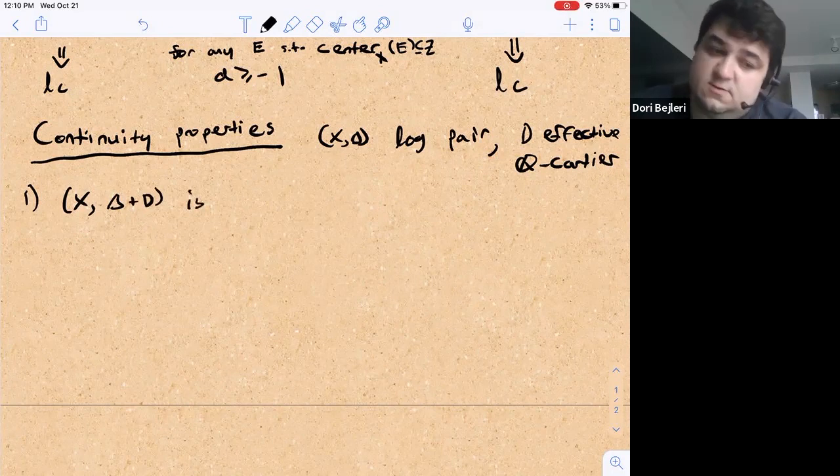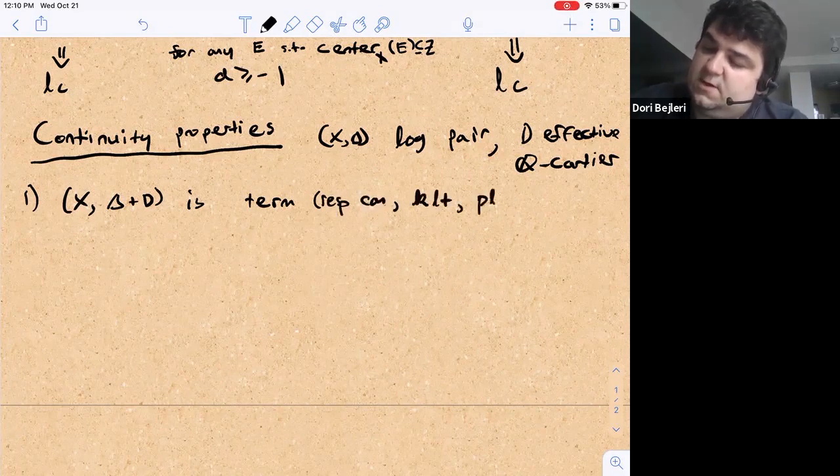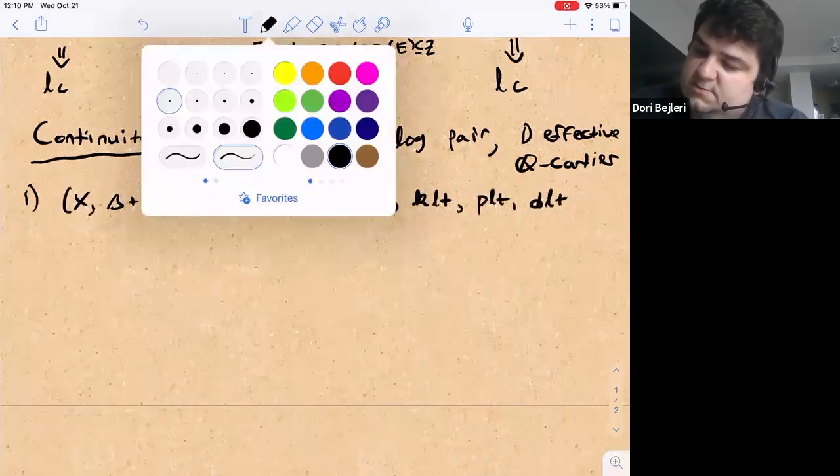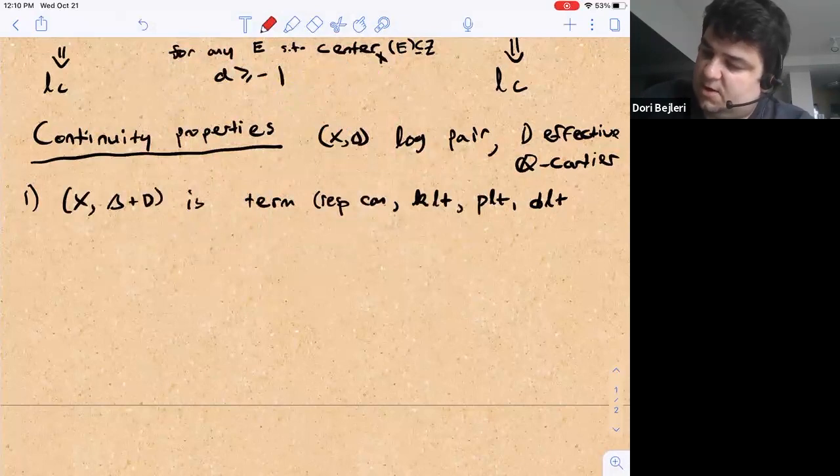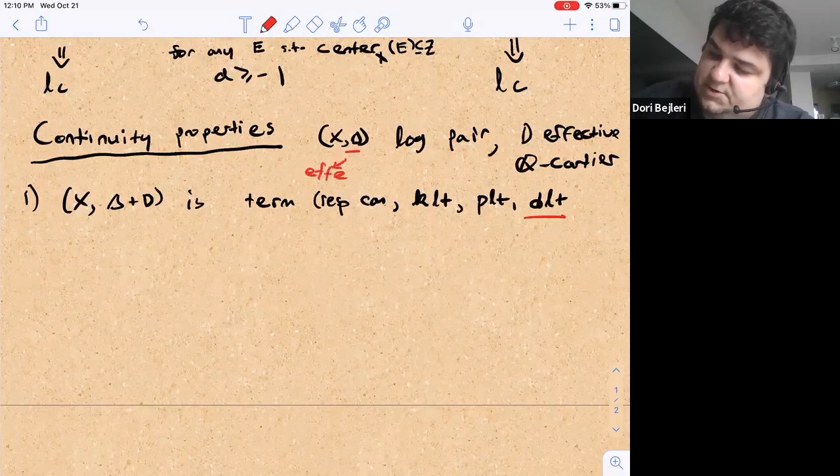is any of the conditions, let's say terminal, respectively, canonical, KLT, PLT, DLT. But every time in what's following, every time we talk about DLT, we'll add the extra condition that Δ is effective. That was part of the definition of DLT. Actually, I should have said.